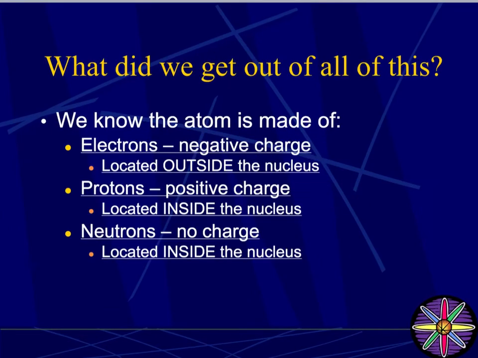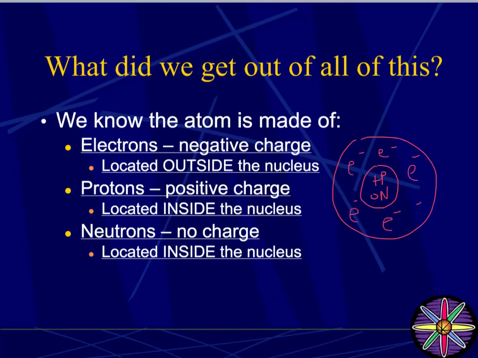Okay, so what do we get out of all this? We know the atom is made of electrons, which have a negative charge, and they're located outside the nucleus. We know that protons are positive, and they're located inside the nucleus. And we know neutrons have no charge, and they're also located inside the nucleus. So I'm going to put a positive proton and a 0 with an N for neutrons. And then I'm going to draw an outside of the atom, and I'm going to draw electrons kind of floating around there. So now we have a new model.